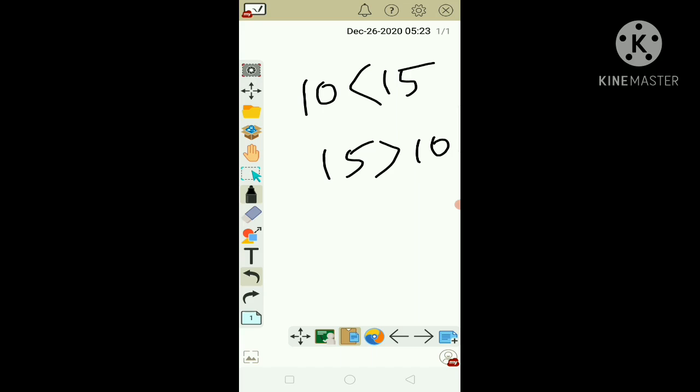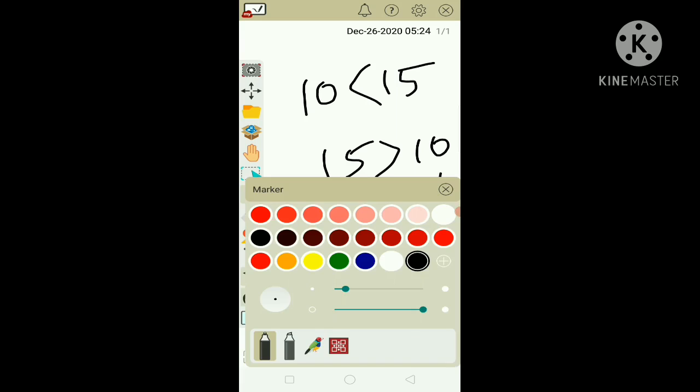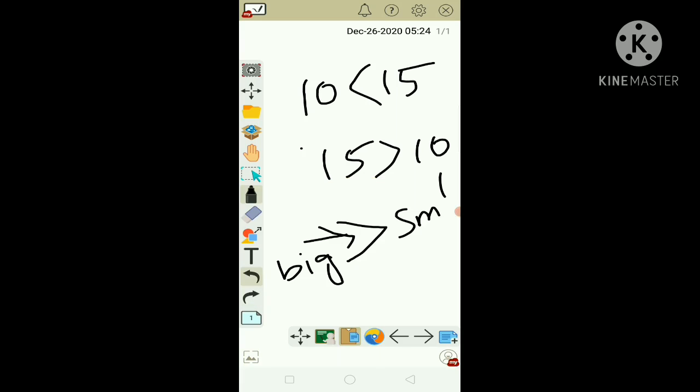Okay, so it means which side you have to put greater than or less than. The big number is always shown on the open side. If you draw it like this, in this open place you have to show the big number. This sharp place you will show the small number. Here small number, here big number. So as for that, here 15 is the big number, 10 is the small number.